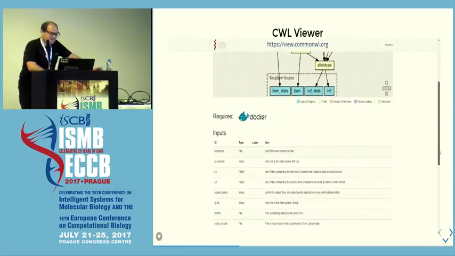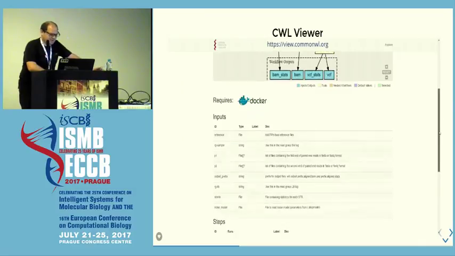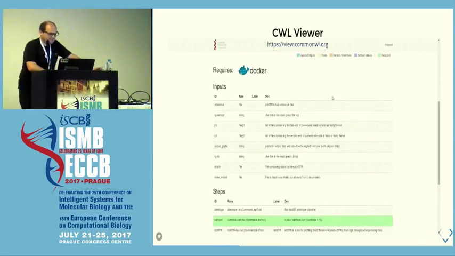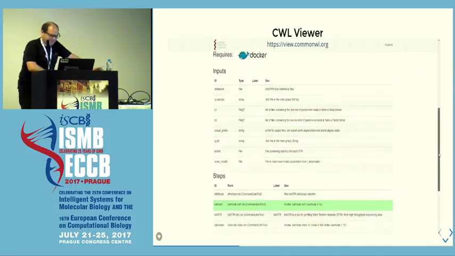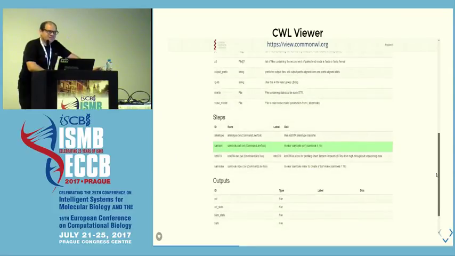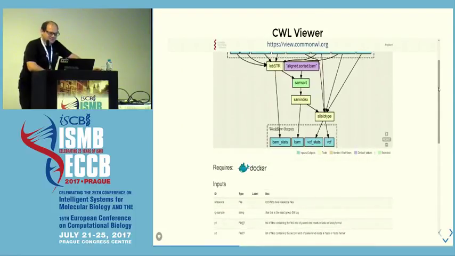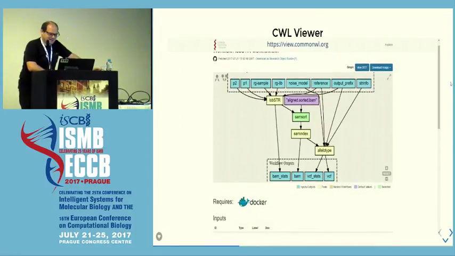And there's a nice little table at the bottom where you can see the inputs to the workflow. This is a good workflow. They have provided a description of what all the inputs should be, and for the different steps there's a description of what that step actually does. Sadly, we don't have a description of what the outputs are in this case. But having the viewer will mean that people get good incentives to provide information and hopefully share workflows in many more ways.